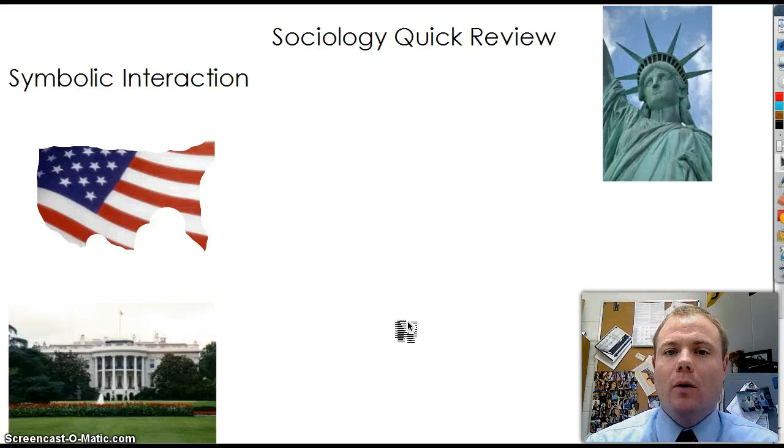Okay, quick review. In sociology, when we look at the symbolic interaction theory, we can take an example like, for instance, patriotism. We've got the Statue of Liberty, the American flag shaped in the United States, and the White House. All of these are great signs of patriotism. Other things might include the Pledge of Allegiance, which we say every day. If you look at schools, every school has a flag. And there are other examples of patriotism everywhere.